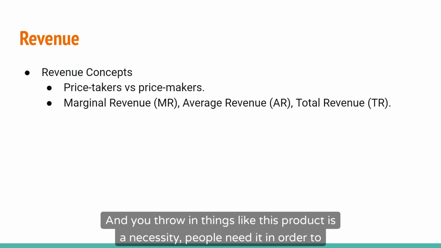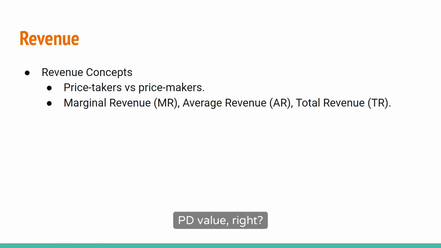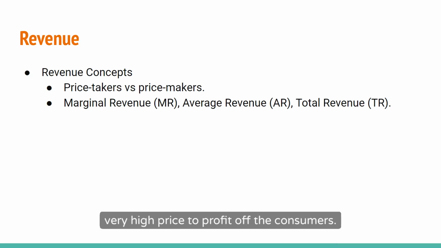And you throw in things like this product is a necessity, people need it in order to continue living. And because of that, they have a low PED value. So the demand for this product is price inelastic, and that allows the firm to set a very high price to profit off the consumers.